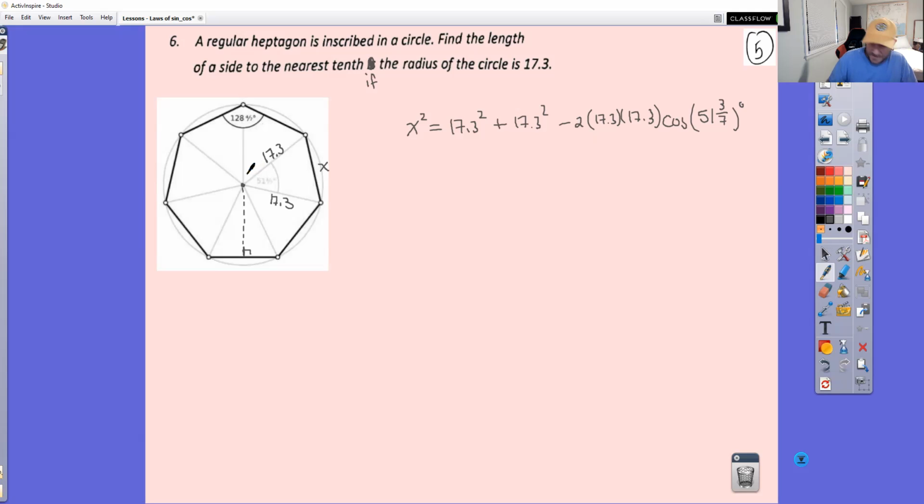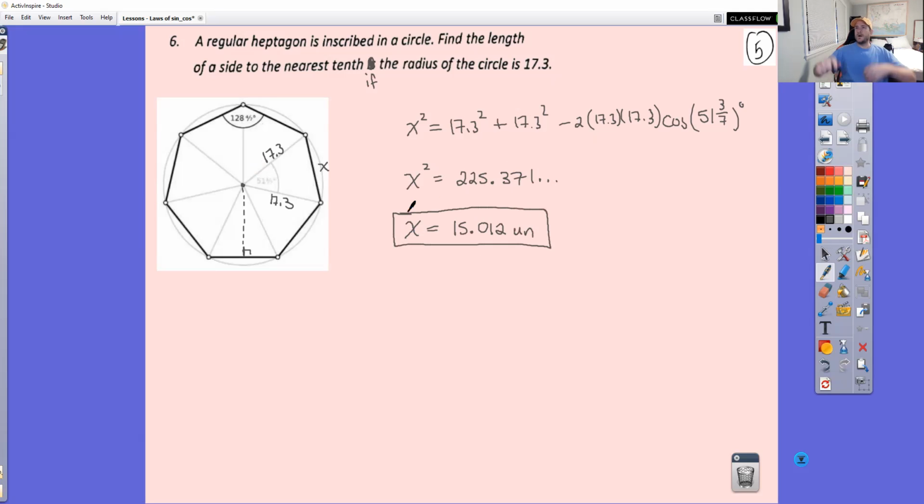Okay, I'm getting 225.371 and then a whole bunch more. So when I take the square root of the whole expansion, I get 15.012. And again, no units were given, so you'll just say units. Yeah, that'll do it.